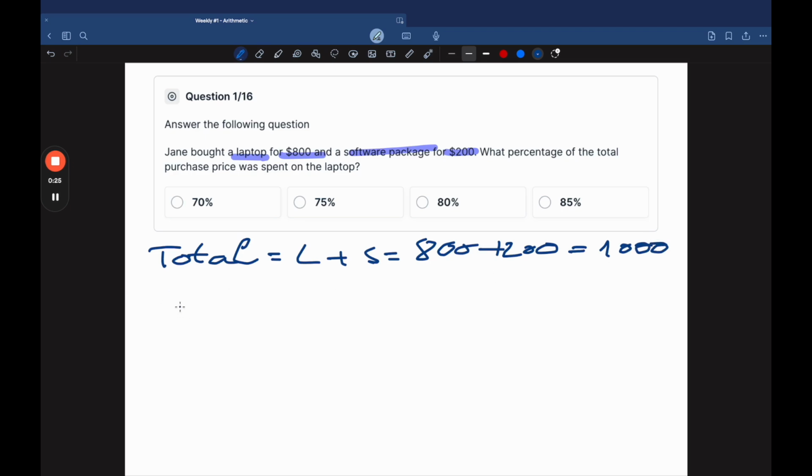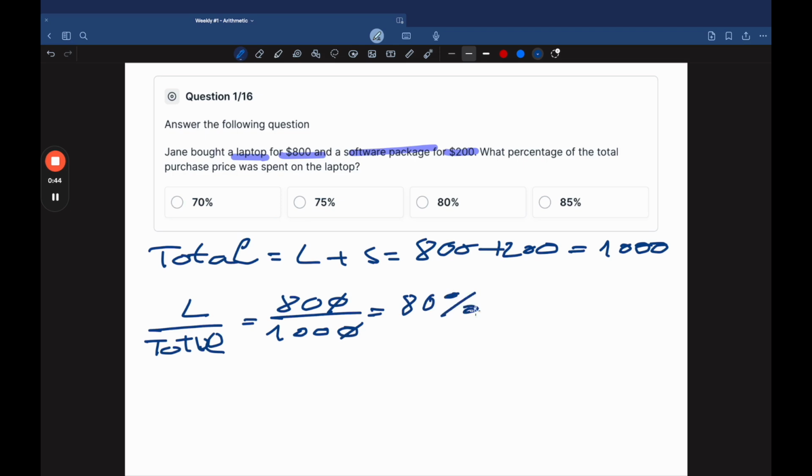Step 3. Calculate the percentage spent on the laptop. Now, divide the cost of the laptop by the total cost and multiply by 100 to get the percentage. $800 divided by $1,000 equals 0.8. Then, multiply 0.8 by 100 to get the percentage. 0.8 times 100 equals 80%.